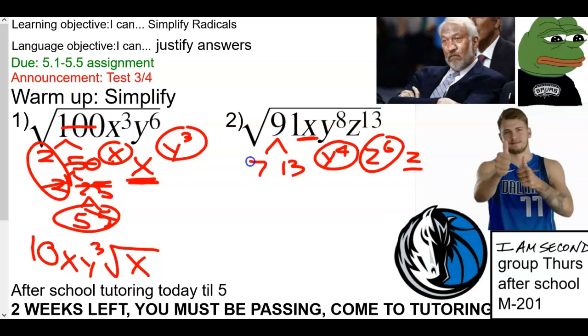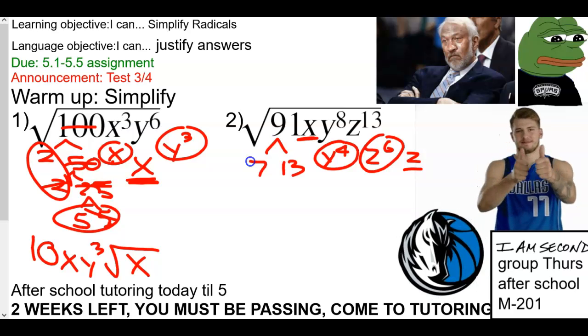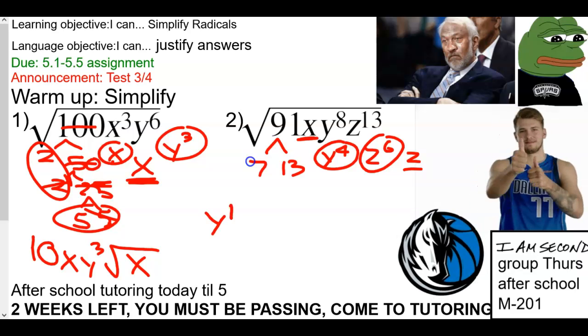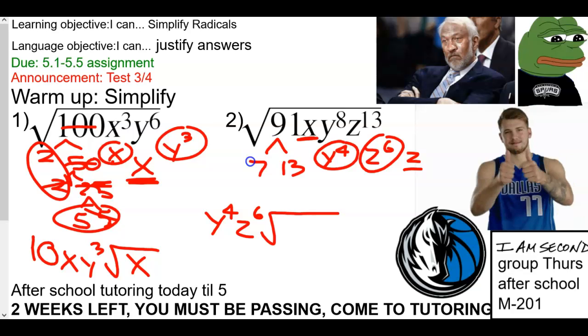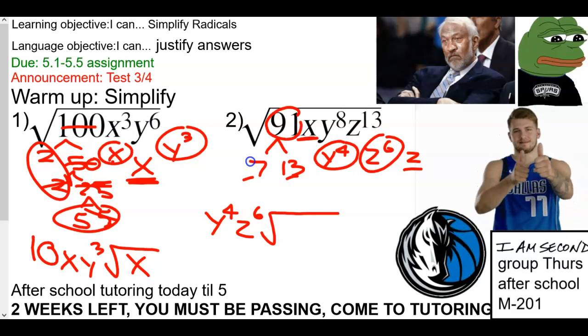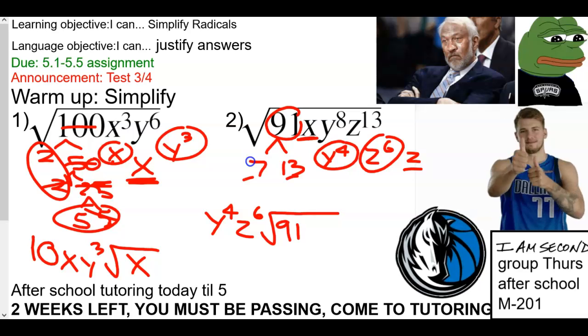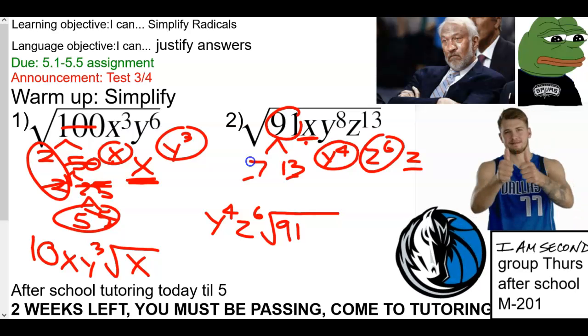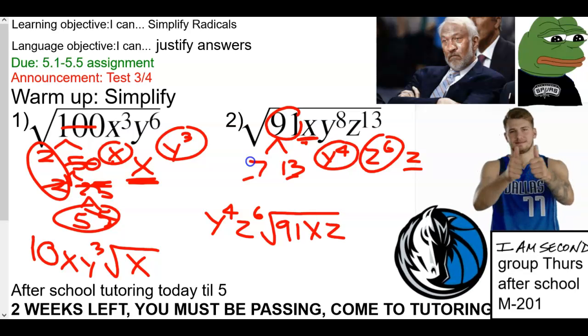Now, what's going out? Circled stuff. So, y to the 4, z to the 6 is going to go out of the square root. Now, what's left over is 7 times 13, which is 91. So 91 is staying inside, it doesn't break down. And don't forget the x. The x was a loner by itself, and z had an extra loner, 91xz.